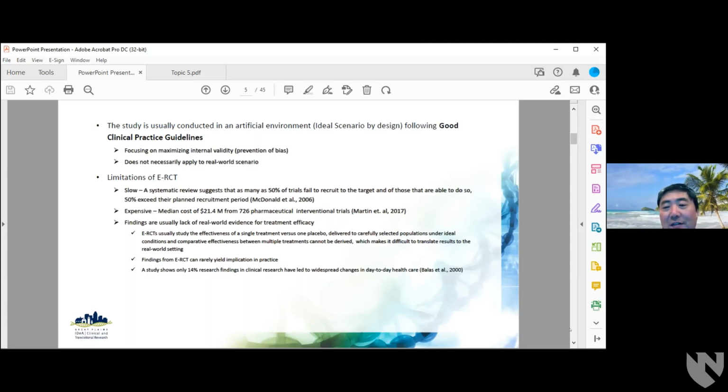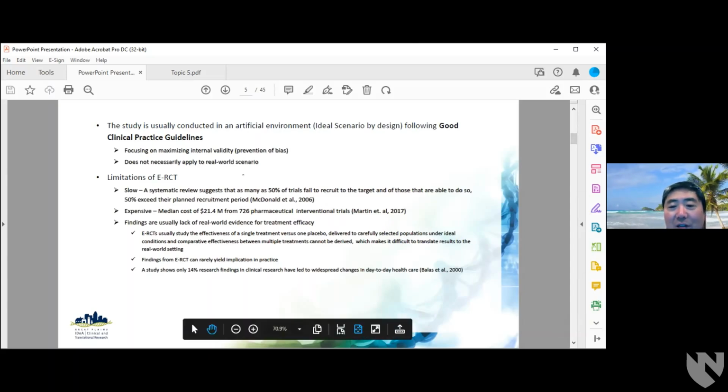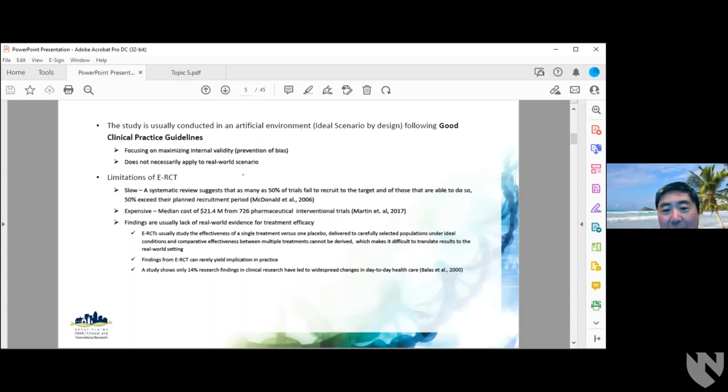So this automatically implies the results you're getting from this ideal scenario do not necessarily apply immediately to the real world scenario. The real world scenario, if you see treatment efficacy, basically impacts people's day-to-day life. All right, so that comes to the limitation of RCT. Immediately, this is mostly for scientific purposes, right?